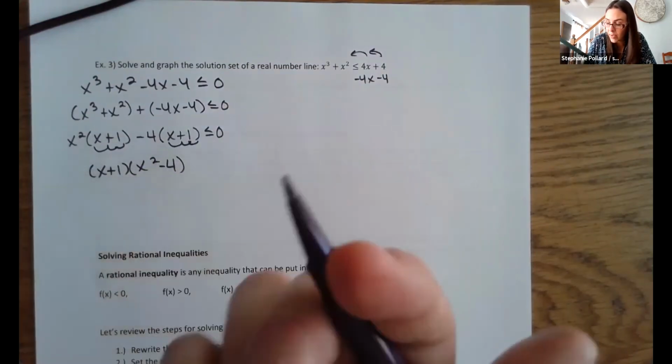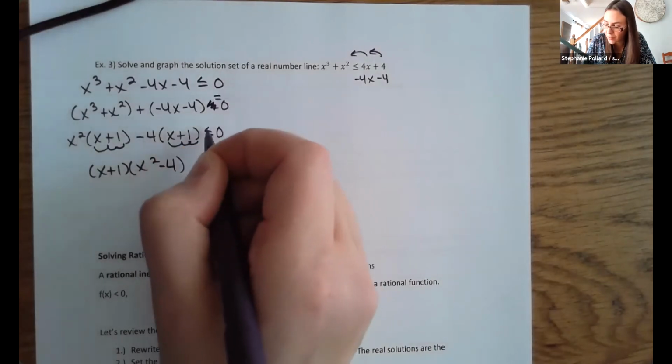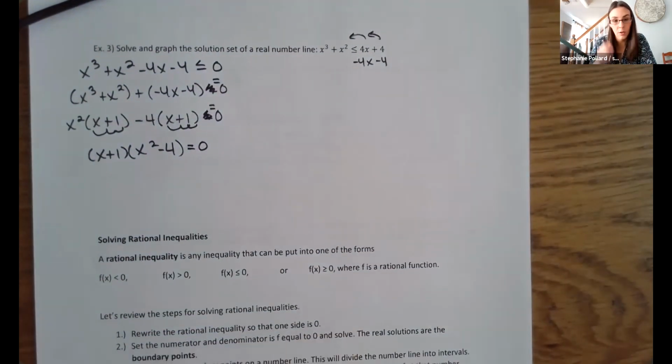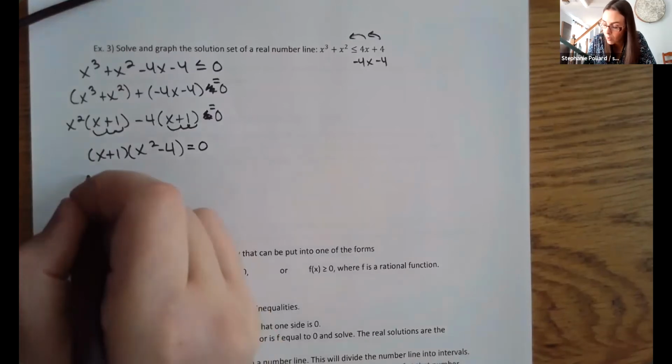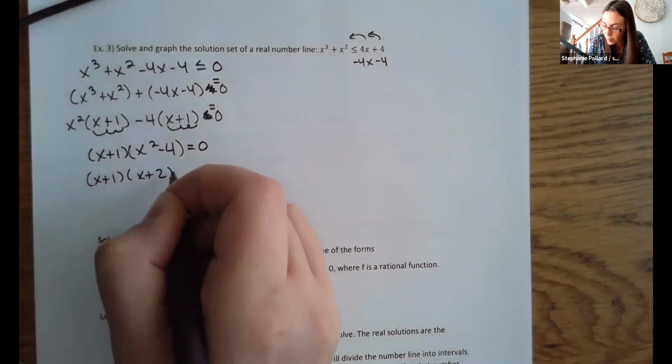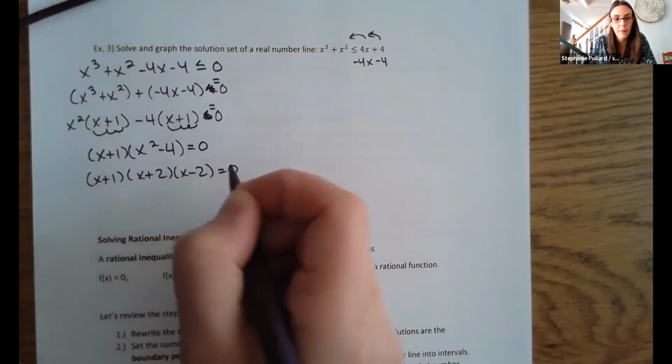Now, actually, when I'm solving, I should really switch this to an equal sign. It doesn't really matter as you're doing your work, but I'll switch it now just to make it a little bit easier to follow. And I do want to factor this a little bit more. I can factor that into x plus 2 times x minus 2.